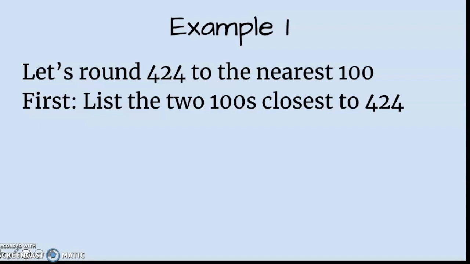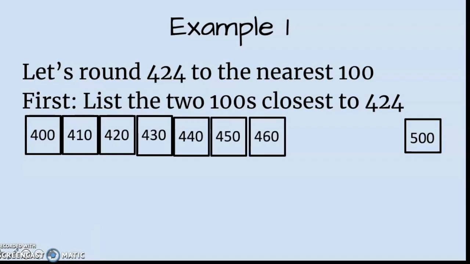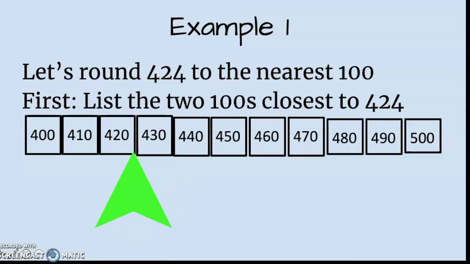The first thing we're going to do is to list the 100s closest to 424. So 400 and 500. So 424 lies between 400 and 500. Let's just list the numbers in between so we can know exactly where to place our 424. Now, if you notice, you don't see 424 listed there, but 424 lies between 420 and 430. The rule wants us to determine which 100 lies closest to 424. Is it 400 or is it 500?